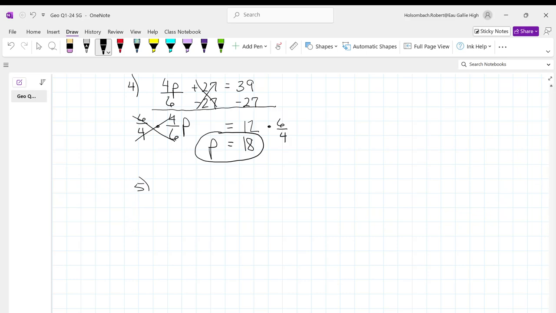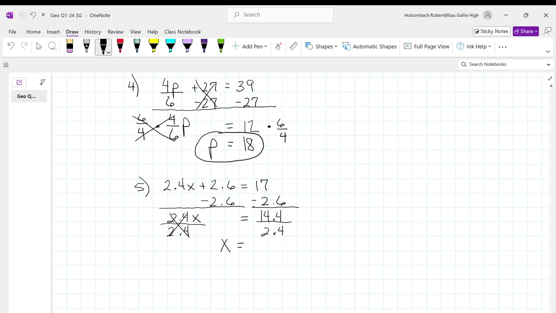Problem number 5. 2.4x plus 2.6 is equal to 17. Subtract 2.6 from each side. And you're left with 2.4x equal to 17 minus 2.6. It's 14.4. And then you can divide each side by 2.4. The 2.4s will cancel, and x is equal to 6.